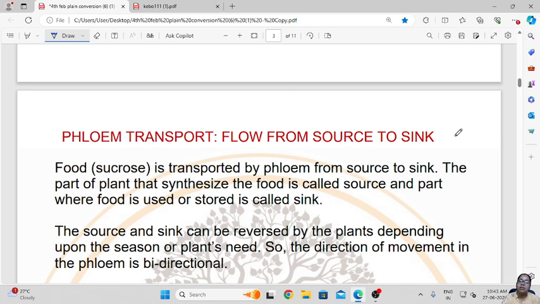Then the food, that is the soluble product of photosynthesis, that is the sucrose, which is formed during the process of photosynthesis in the leaves, that is the source of the food, will be transported to the other parts of the plant, and the other parts of the plant will be what? They will be the sink. So this is how flow from the source to sink happens. So basically source is the place where the food is prepared. So source can be the leaves and sink can be the other parts of the plant.